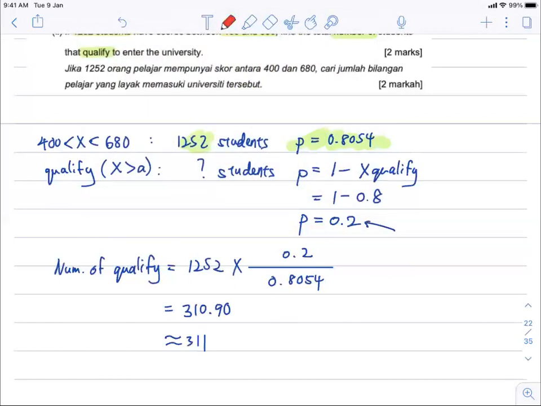Basically, on the top is the probability of qualifying, and this one is the probability of score between 400 and 680. The reason we can use the ratio between the probabilities to find the numbers is because we assume that when the probability is higher, the number is also higher. Basically, they have the same ratio. So we can use the ratio of the probabilities to find the ratio of the numbers of students that qualify.